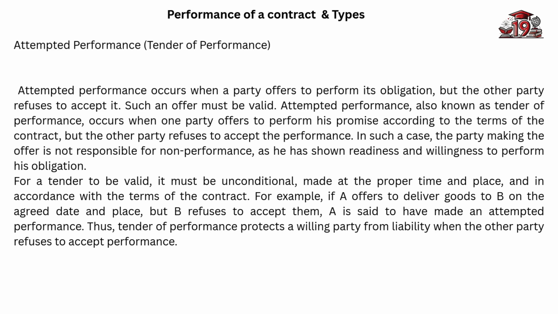For a tender to be valid, it must be unconditional, made at the proper time and place, and in accordance with the terms of the contract. For example, if A offers to deliver goods to B on the agreed date and place, but B refuses to accept them, A is said to have made an attempted performance. Thus, tender of performance protects a willing party from liability when the other party refuses to accept performance.